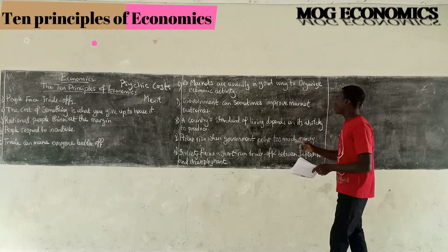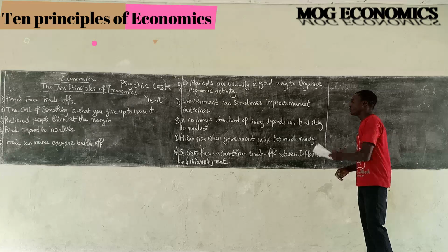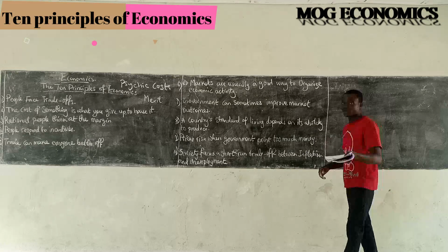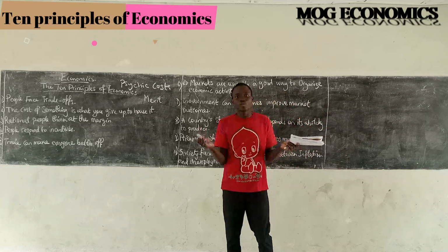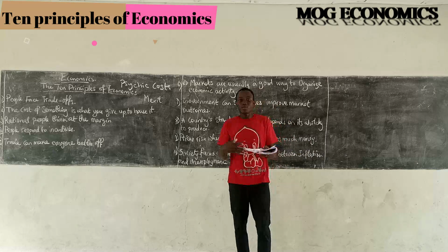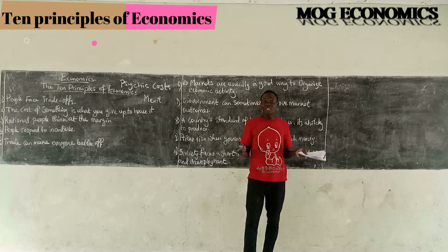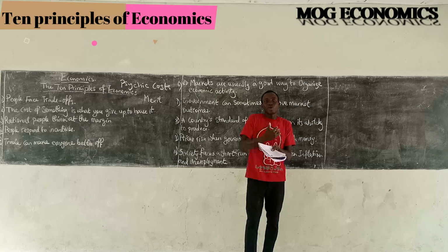Now, number 8. A country's standard of living depends on its ability to produce. So take yourself for example. Why are you in school? Why do you decide to go to college, to go to university? You are likely doing that because you want better earning opportunities. You want to be skilled. You want to be exposed, so that you become attractive to high-paying jobs.